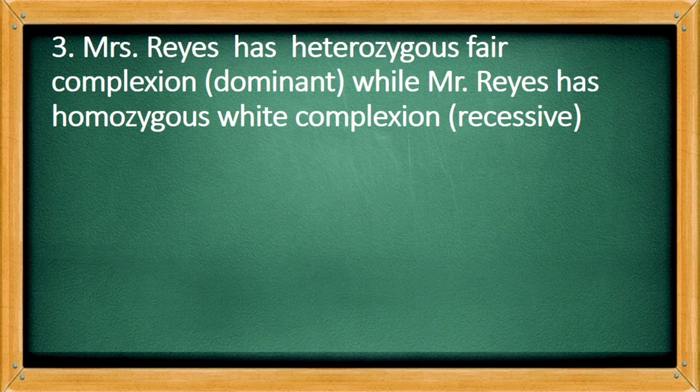Now, let's have the last problem. Mrs. Reyes has heterozygous fair complexion, which is dominant, while Mr. Reyes has homozygous white complexion, which is recessive. Now, determine their offsprings, the genotype and phenotype, the phenotypic ratio, the genotypic ratio, and the probability of occurrence of traits in a given cross.